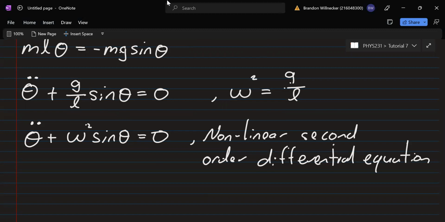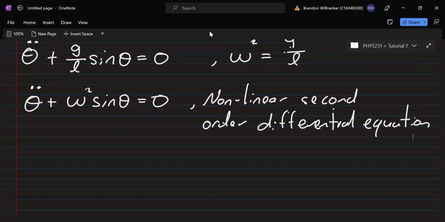Okay, which means we can't use those standard methods we saw in the last chapter because those only worked for linear differential equations. Now, we could linearize this and convert it into an approximate form which is linear, and so we can solve it. But we're not going to do that here. Instead, we're going to use a program that can use the Euler method or the Runge-Kutta fourth order method to solve this computationally. Okay, because those can handle these nonlinear equations.